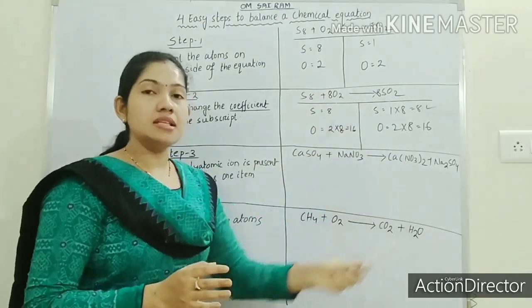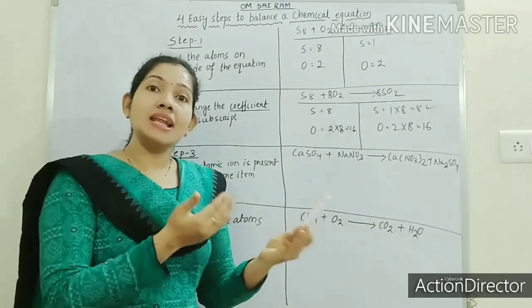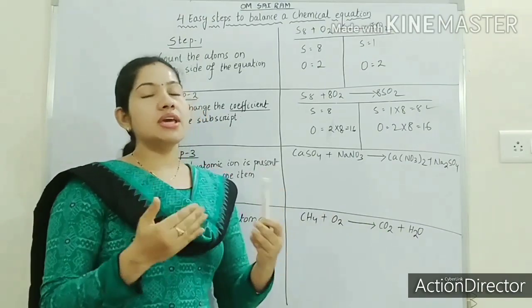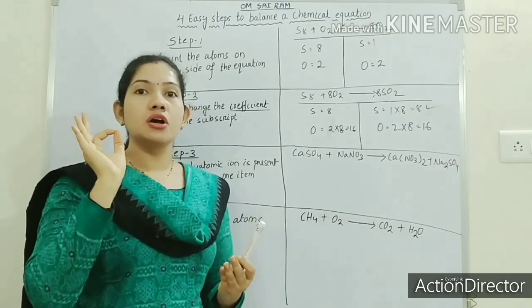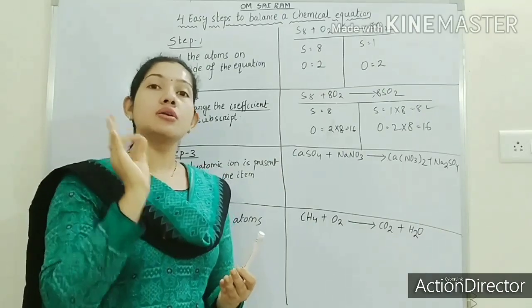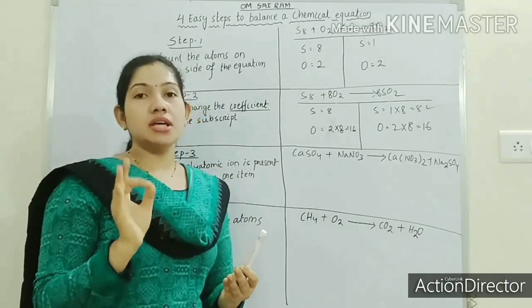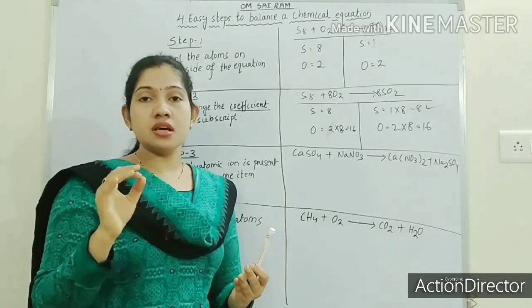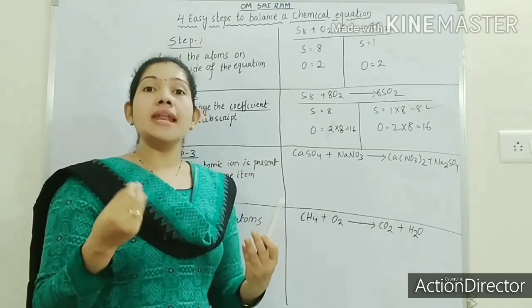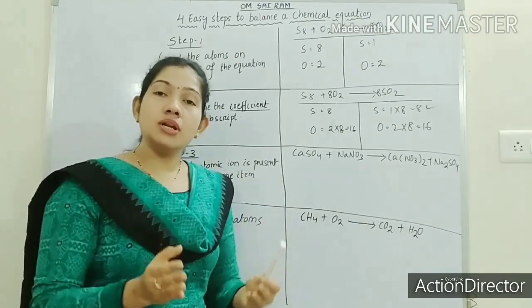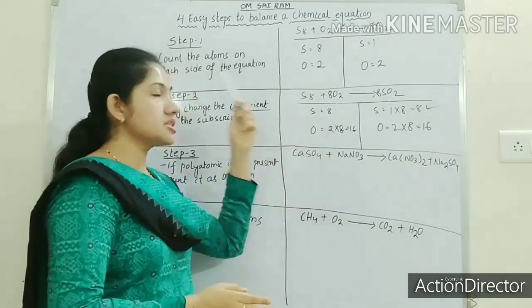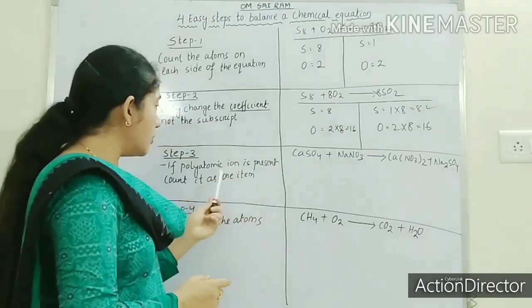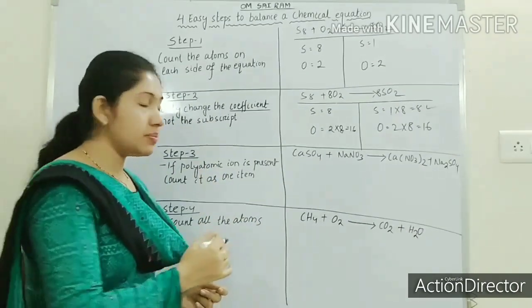If it is not balanced, then for balancing both sides, we have to change the coefficient. We cannot change the subscript of an element. We can only change the coefficient here. Got it? So this is the second step. Now, what is the third step?